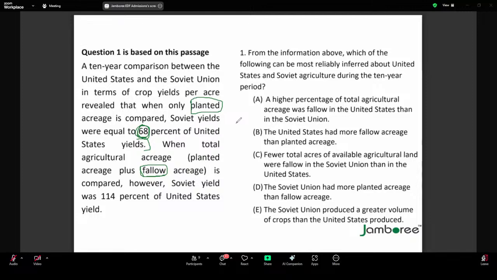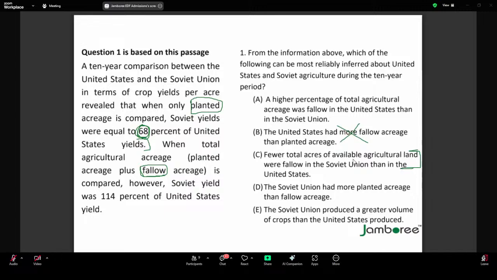And let's just say what we can remove. First, the US has more fallow acreage than planted acreage. They're not even comparing with the Soviet Union. They're comparing with themselves only. But here we have to compare the US versus the Soviet Union. So because the comparison is only within the US, I have no information about this. Fewer total acres of available agricultural land with fallow in than in the state. Okay, let's park this one.